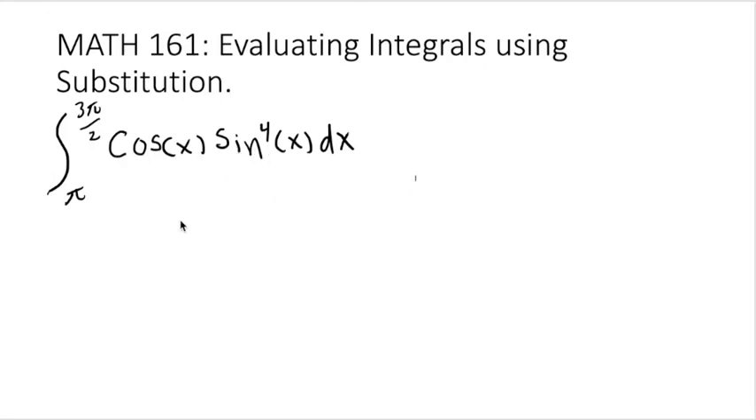So if we know our antiderivatives and derivatives of trig functions, we know that the derivative of cosine is negative sine, and the derivative of sine is cosine. But since sine is to the 4th power, we really can't do much with it right now. So let's make sine the u-sub, because sine to the 4th x is the same thing as sine x to the 4th. It's just written that way to look a little neater. So we're going to make that sine x our u.